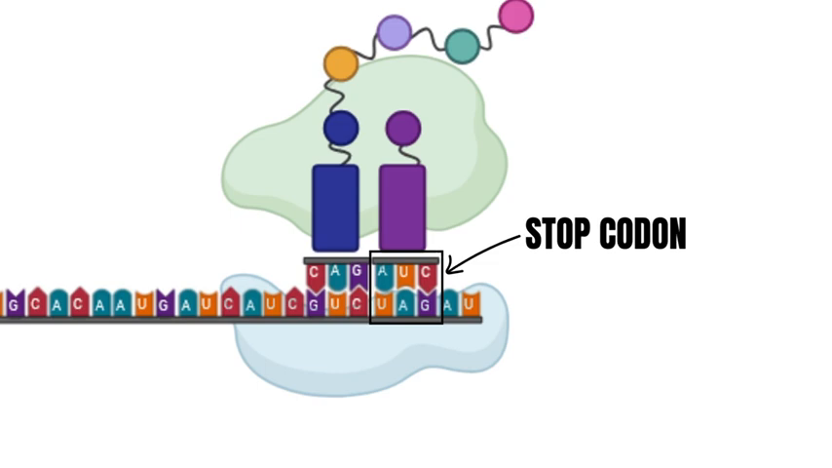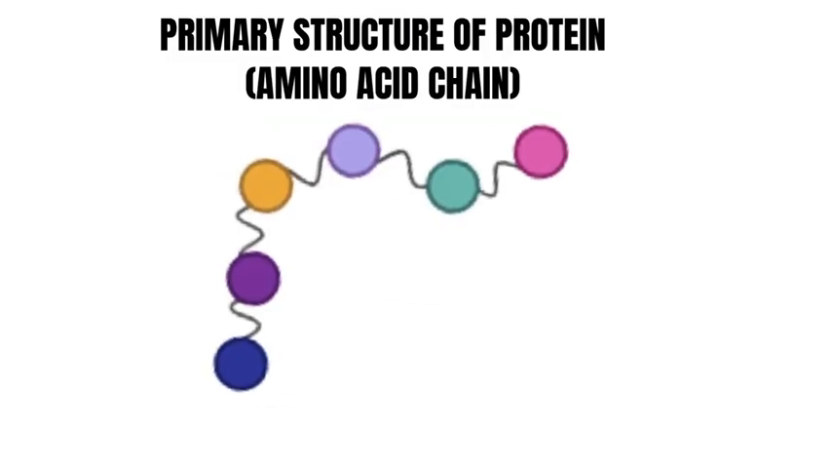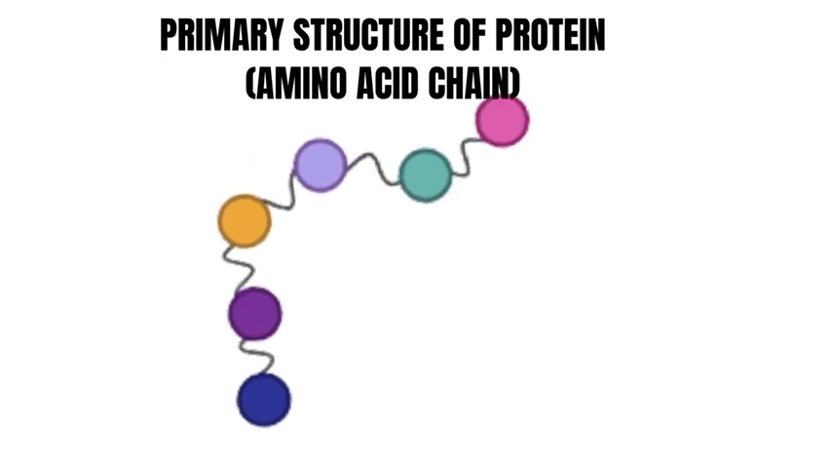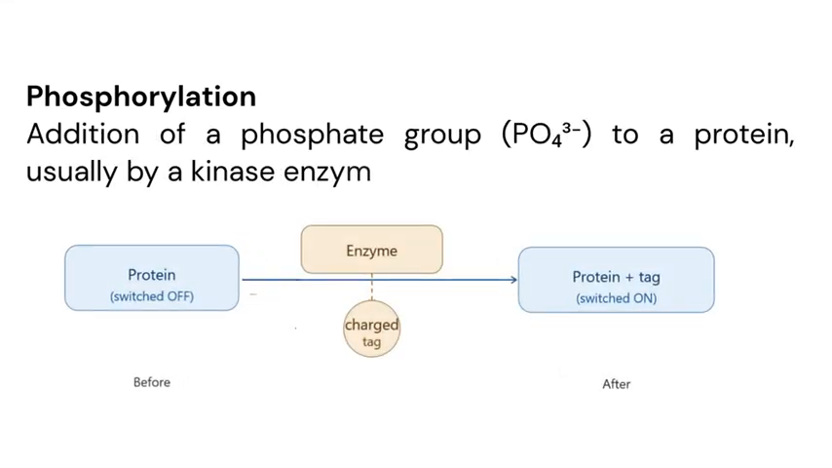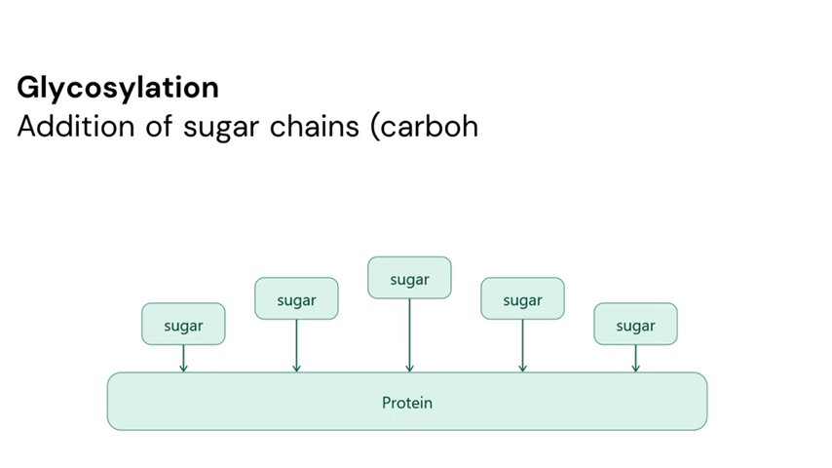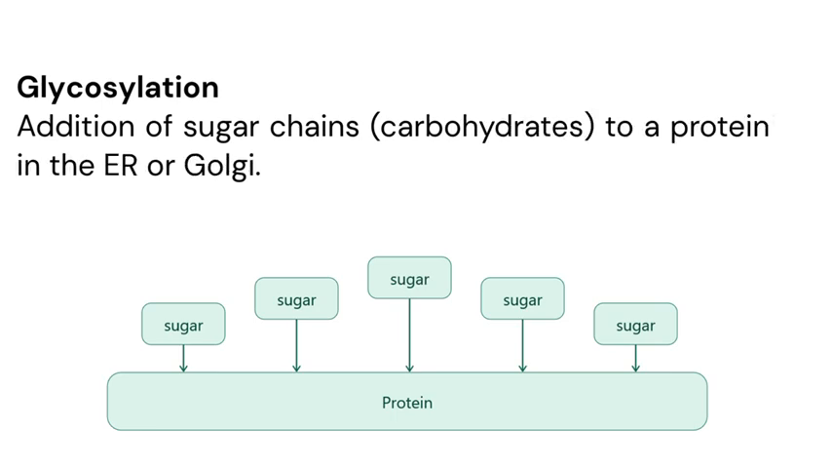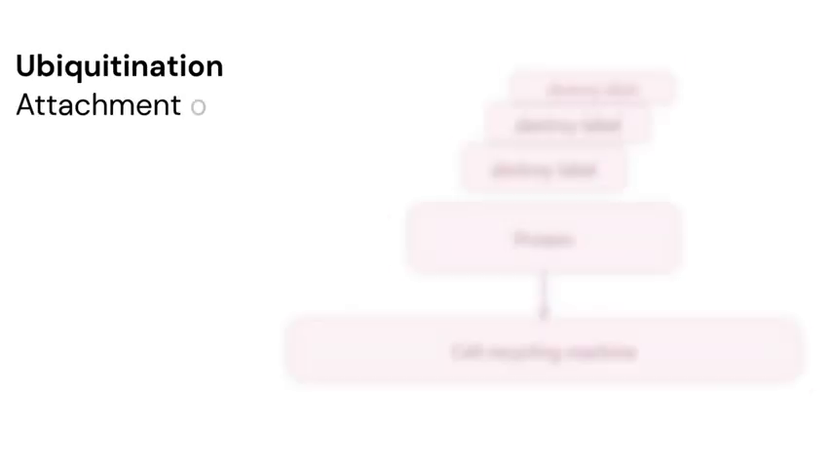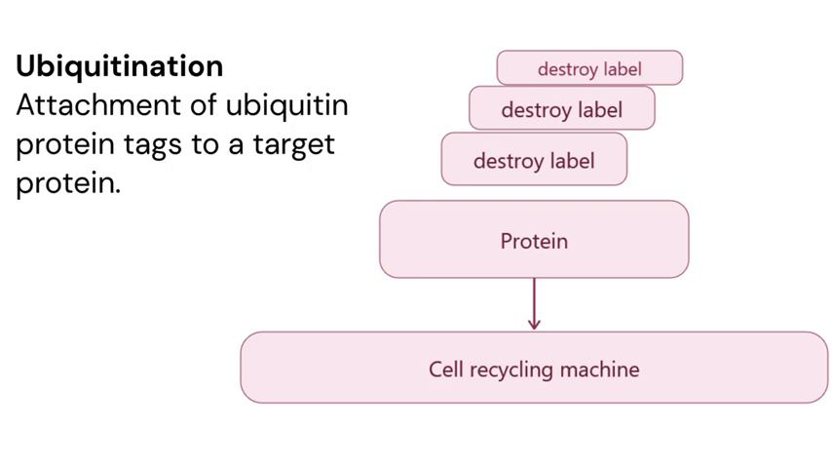Once the translation has been stopped, a newly synthesized amino acid chain is released, which undergoes further modifications. It undergoes various post-translational modifications, such as phosphorylation, in which a phosphate group is added to the OH-containing residues. Glycosylation, in which carbohydrates are added for proper structural and functional working. Ubiquitination, in which a small protein is covalently attached to target proteins.